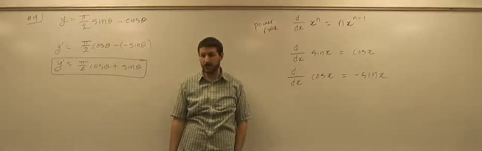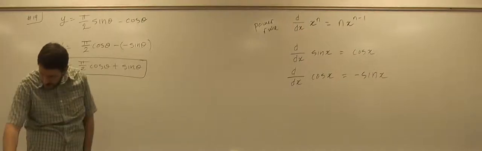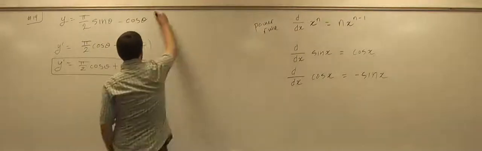What about 49? Okay, it says find the derivative. Root x minus 6 cubed root of x.